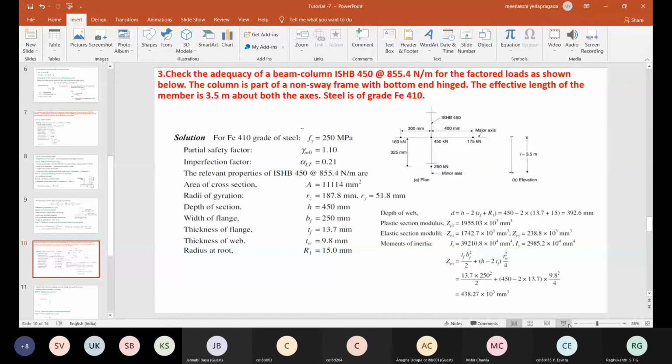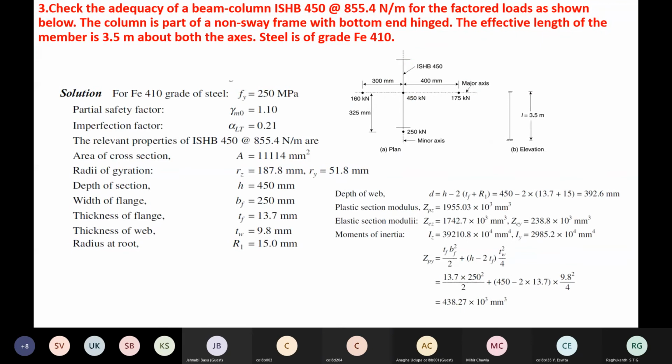Now, in the next problem, you have to check the adequacy of a beam column ISHB 450 for the factored loads as shown in this figure. The column is part of a non-sway frame with bottom end hinged. The effective length of the member is 3.5 meter about both the axes, and steel is of grade Fe 410.